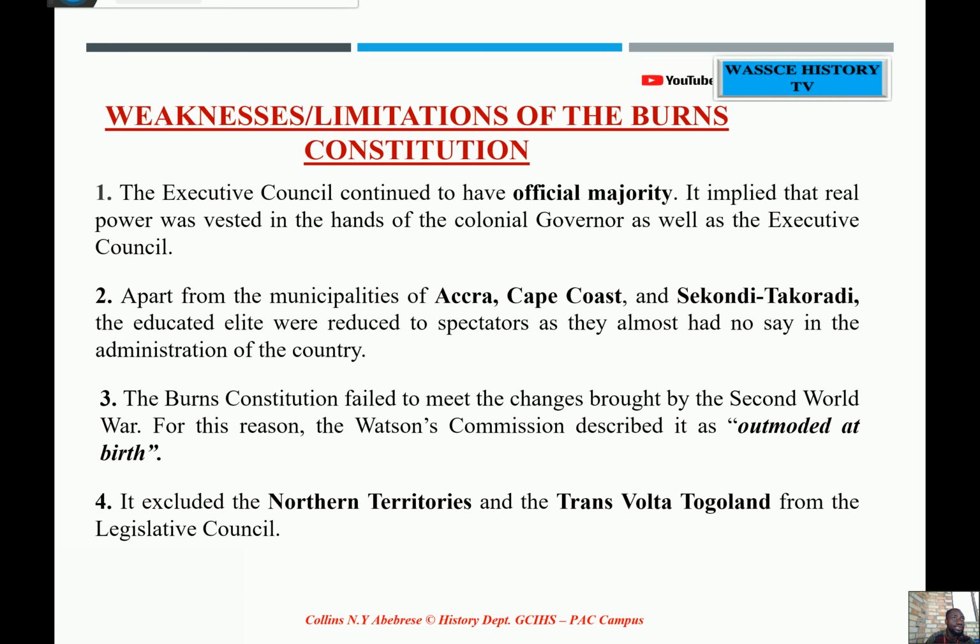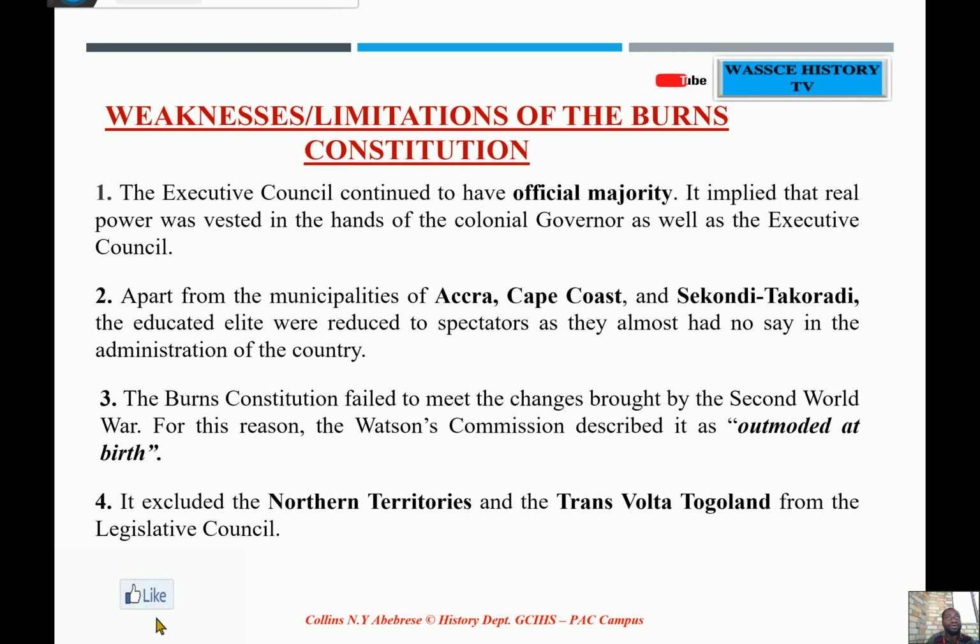So if you look at the composition of the Legislative Council, you realize that the educated elite were only representing these areas, and apart from representing these areas, they almost had no say. They were reduced to a minority in the council, and the chiefs were rather given the majority of the representation. And so the Burns Constitution actually failed to meet the changes that were brought about by the Second World War, you understand? For this reason, the Watson Commission described it as outmoded at best.